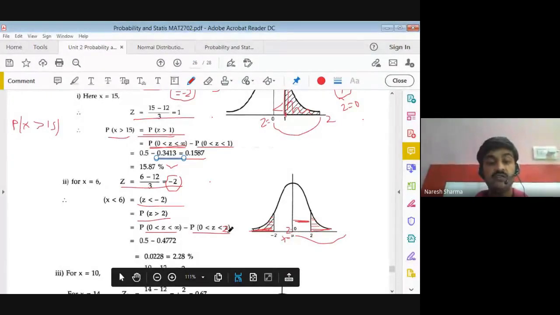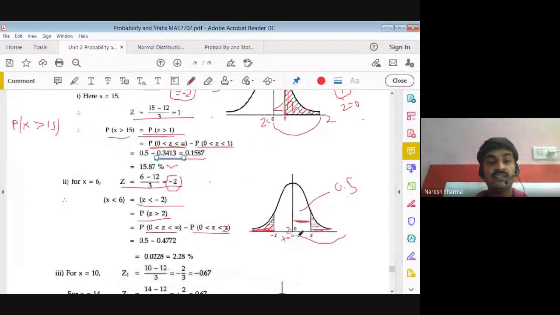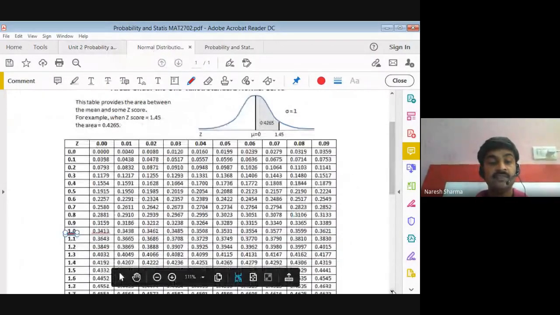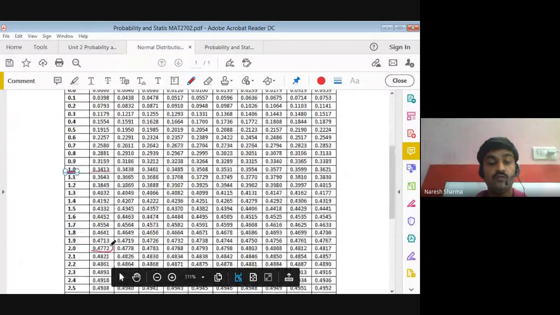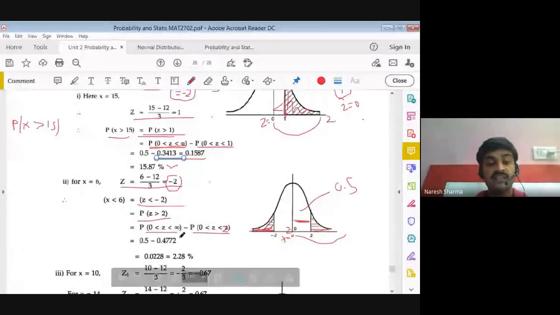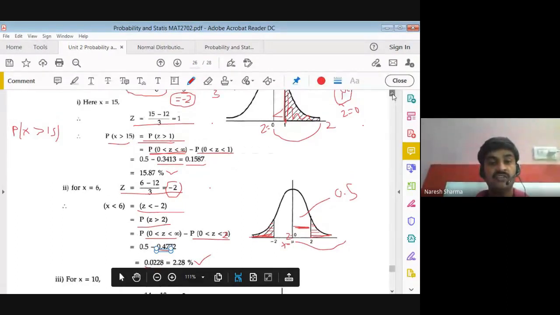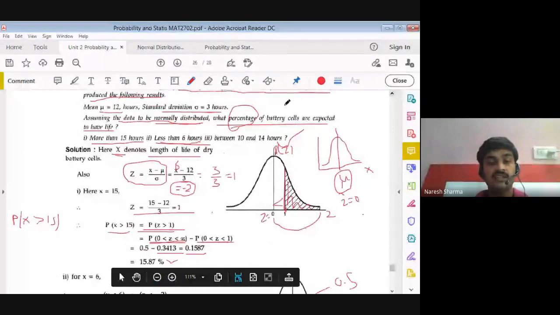So 0 to infinity, we know that the right side probability is 0.5. So 0 to 2 we may see from the table only, that is 0.4772. So if you put it here, then subtract, it is your required probability, and in case of percentage, just multiply this by 100.